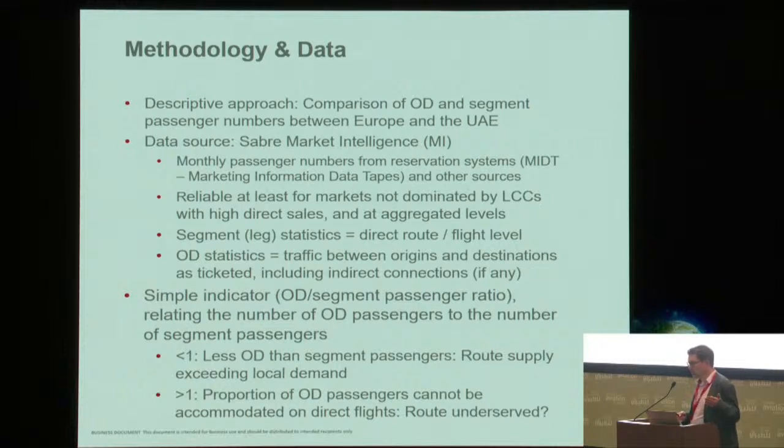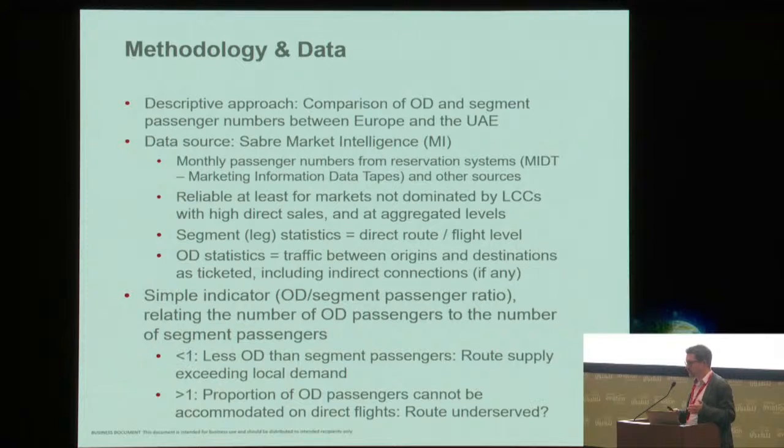So someone sitting on a plane from London to Dubai probably has Australia as a final destination. So the OD flow of this person is not equal to the segment flow, so to say, of this person. And we create a simple indicator, OD divided by segment passenger ratio, to show for a given route, for example from London to Dubai, the relationship between the OD passenger number and the segment passenger number.